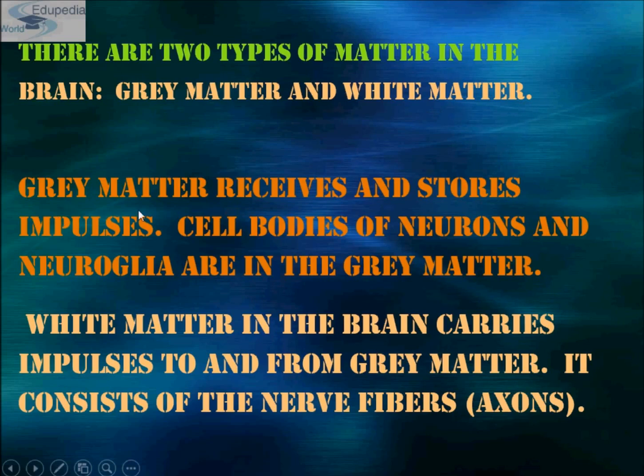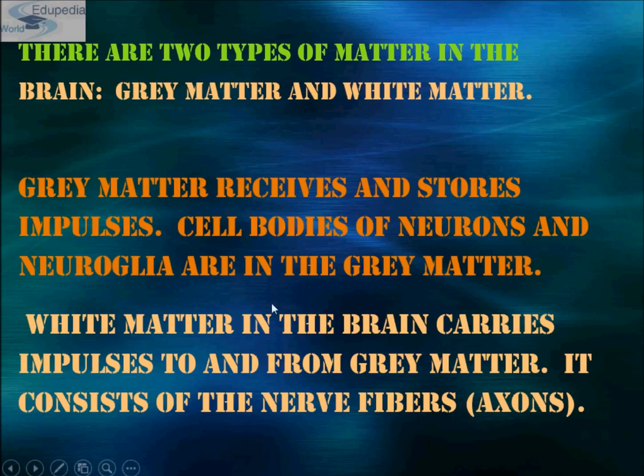Gray matter receives and stores impulses, or you can say it forms the outer layer of the brain, and it is made up of cell bodies or cytons of the neurons. So cell bodies of neurons and neuroglia are in the gray matter. Gray matter forms the outer layer of the brain. And now comes white matter.